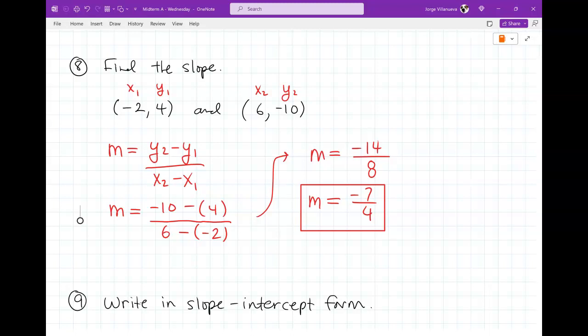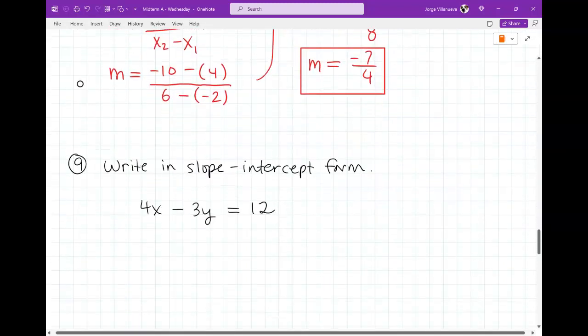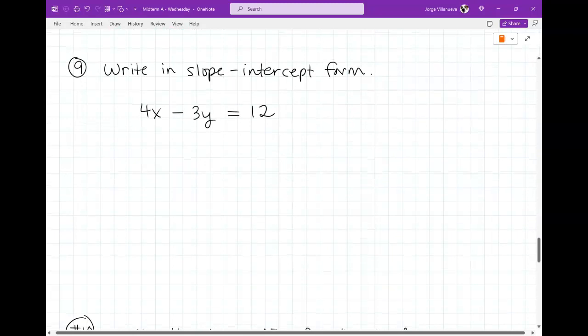All right? So we're at number 8. Remember, we've got to get to 11. So 9, 10, 11. But 11 has like 3 little parts, but they're all based on the same type of question. That's why I put them in A, B, and C. So, finding the slope using the slope formula. Make sure you guys know the slope formula.